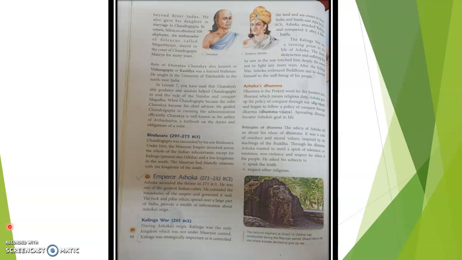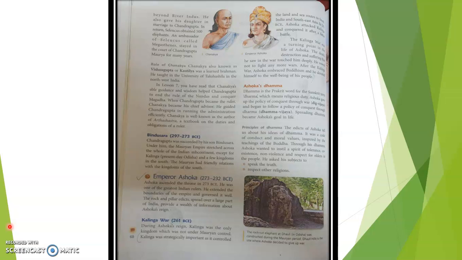Now come to the Kalinga War. This is a very important paragraph. Kalinga War time period was 261 BCE. During Ashoka's reign, Kalinga was the only area which was not under Mauryan control. Kalinga was a very useful and important area. In 261 BCE, Ashoka attacked Kalinga and captured it after a violent fight. After Kalinga War, he never fought a war. So much death, destruction and suffering touched him deeply. So after Kalinga War, Ashoka adopted Buddhism.